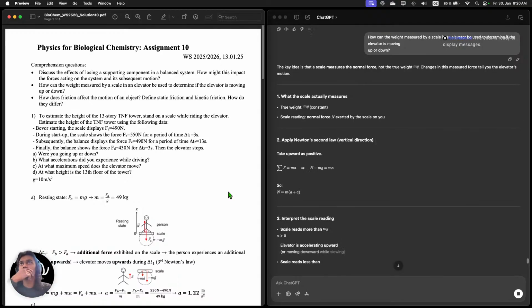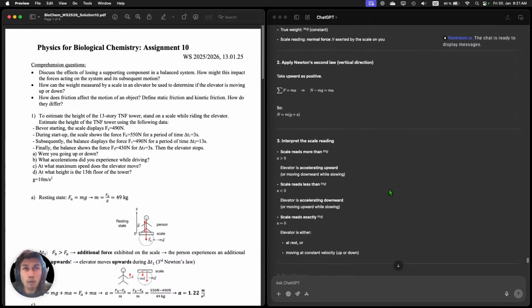How does friction affect the motion of an object? Define static friction and kinetic friction. Okay. The key idea is the scale measures the normal force, not the true weight. Changes in this measured force tell you the elevator's motion. True weight, scale reading, normal force exerted by the scale on you. Elevator accelerating upwards, scale weighs more than mg.